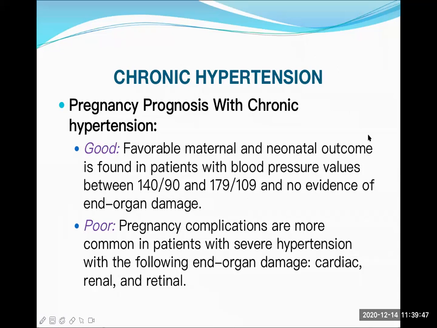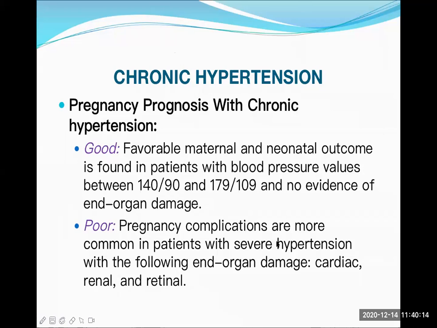Or heart, you can also say cardiovascular system, that is even better. Heart as well as blood vessels. So brain, cardiovascular system, kidney, and the eye. These are called target organs for hypertension. They are also known as end organ damage. That's what we are talking about right now.